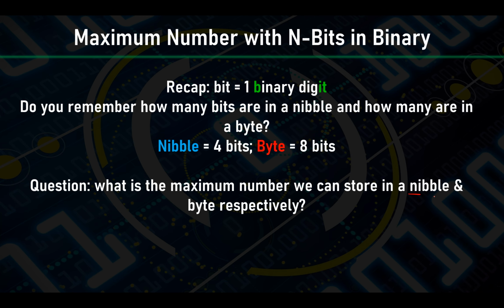Maybe you look at this and think, I've got no idea. But just think about it logically. If we have a nibble, the biggest number we can represent is just going to be 4 1s, just adding everything together. As we said, this is going to be 15 in Denary. Likewise, a byte is going to be 8 1s, and 8 1s is going to be 255.